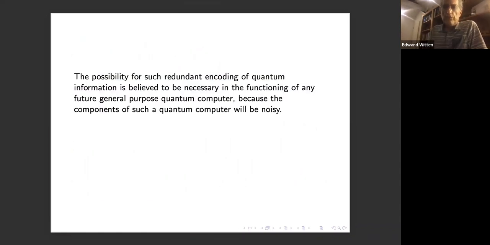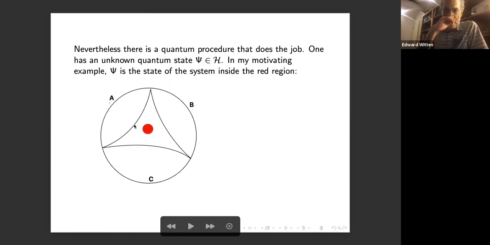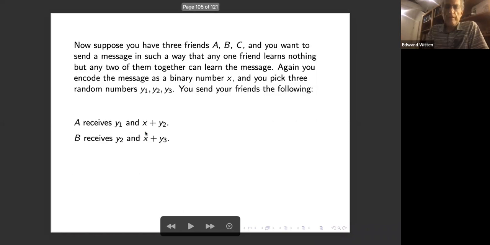And in fact, such redundant encoding of quantum information is believed to be necessary in the functioning of any future general purpose quantum computer. The reason is that the components will be noisy. And to fight the noise, you need to encode information in a redundant fashion. So here, you see, the bulk state, or in particular, the part of the bulk state in the red region, is encoded in the tensor product of the three Hilbert spaces on the boundary, but it's encoded in a redundant way such that if one of the three got lost, with the other two, you could reconstruct the bulk state. That's what we predict from entanglement wedge reconstruction.